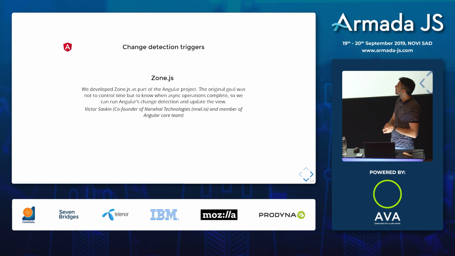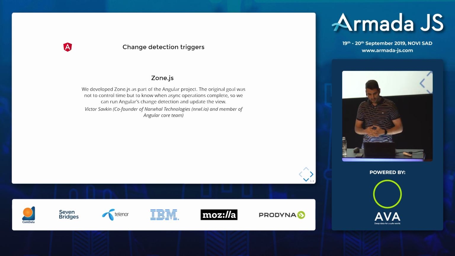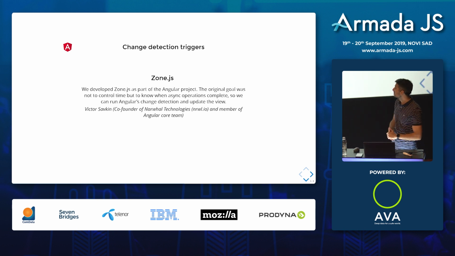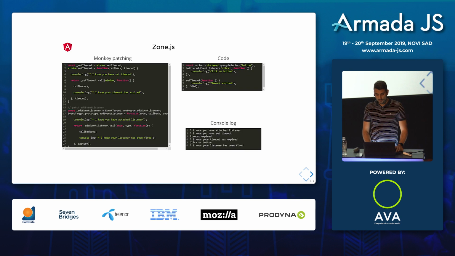So what triggers the change detection? Who triggers that tick? We have something called zone.js. This is a quote from Viktor Savkin from the Angular core team. Zone.js was primarily developed to measure time, how fast something executes, something like that. So what does zone.js actually do?